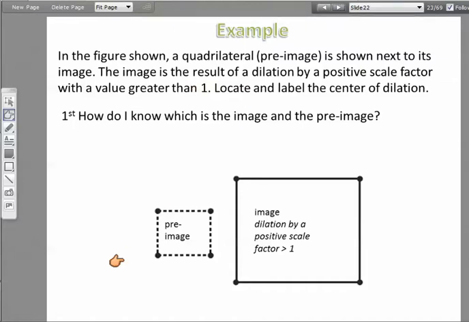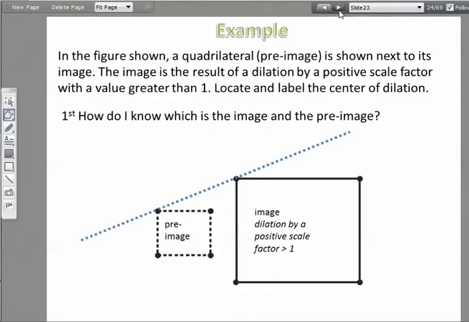Okay? So I just went ahead and labeled them. Here's my pre-image. My image is getting bigger. So the dilation by positive scale factor greater than 1. And again, I know they're going to be on the same side of the center of dilation because it's a positive scale factor.